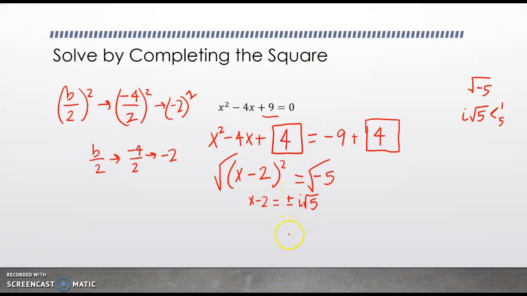It's very important. And then my last step to get x by itself is to add 2 to both sides. I'm going to put that 2 first. So it's going to be x equals a positive 2 plus or minus i root 5. And that's as far as I can go. Generally speaking, you're going to take whatever number you move over and put it first in front of your plus or minus, whether you have a radical, an imaginary number, or a regular rational whole number.